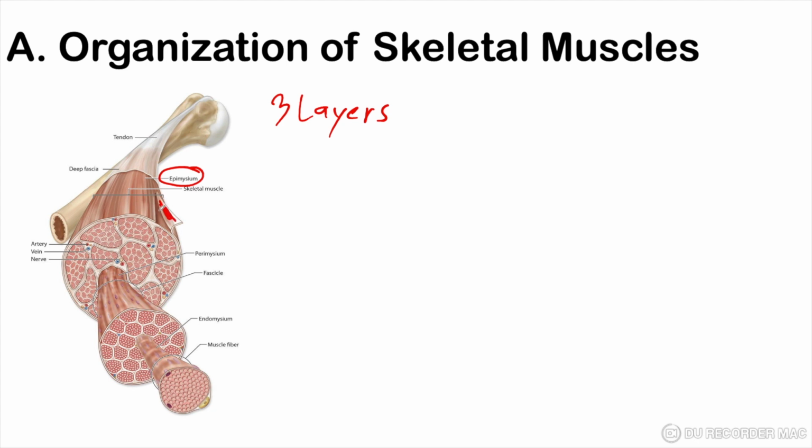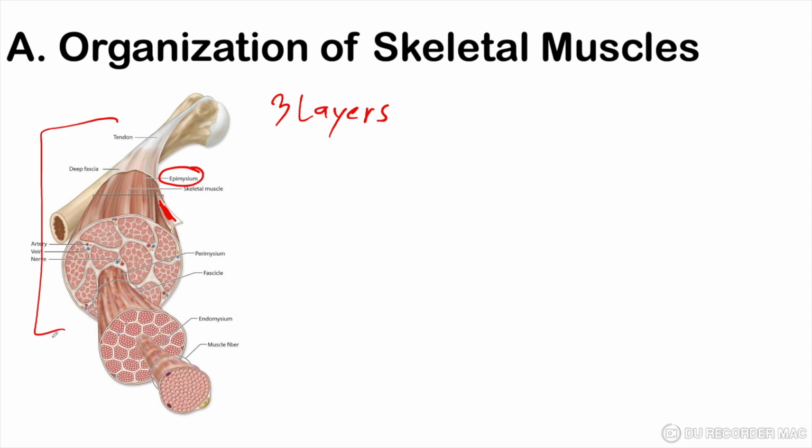This is a dense irregular connective tissue, and it separates the muscle from other tissues and organs in the area, allowing the muscle to move independently. Imagine your bicep moving independently of the tissues, the fat surrounding it. So the epimysium also allows the muscle to contract and move powerfully, maintaining its structural integrity in the process. Okay?